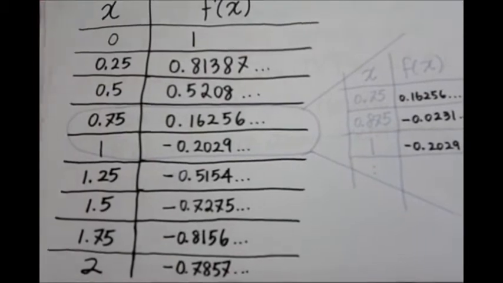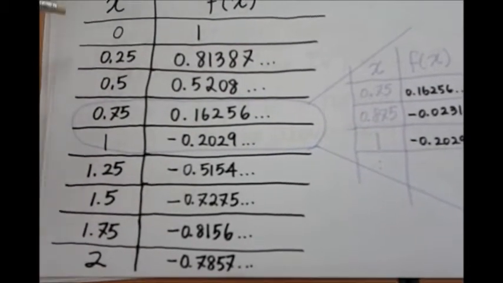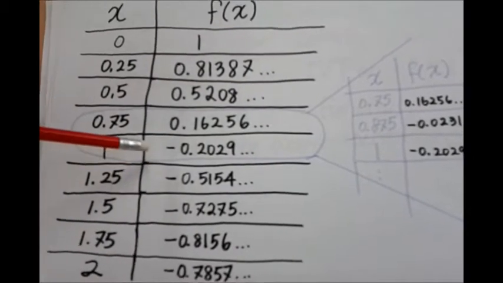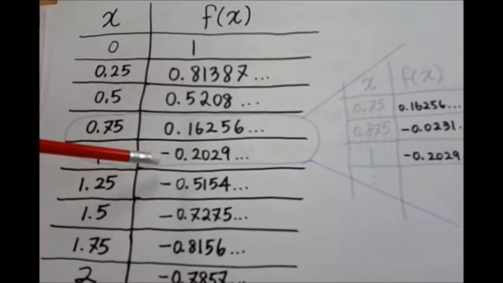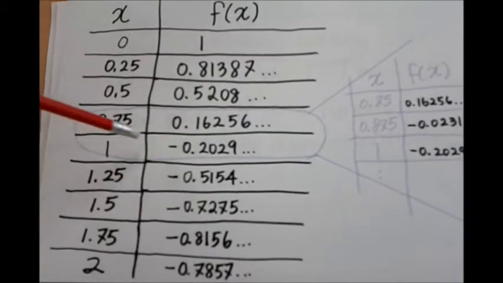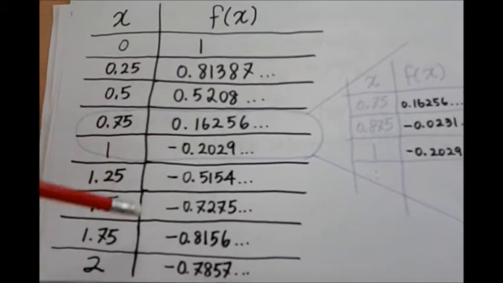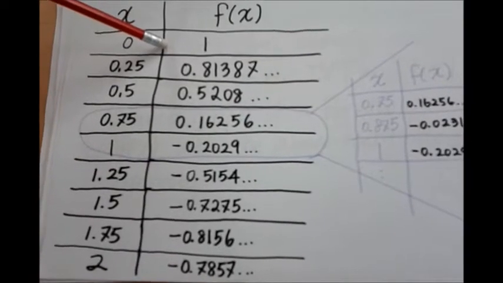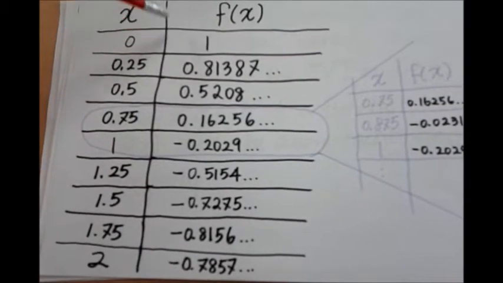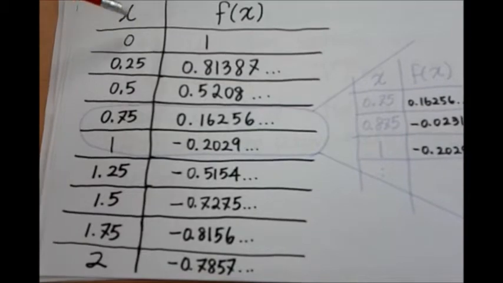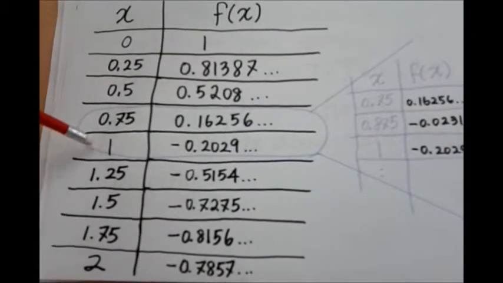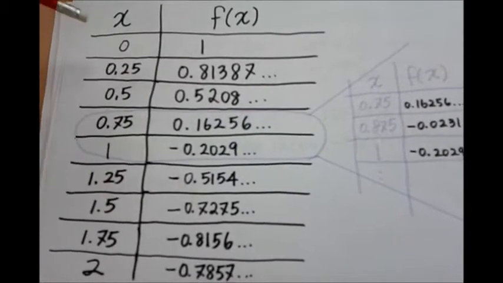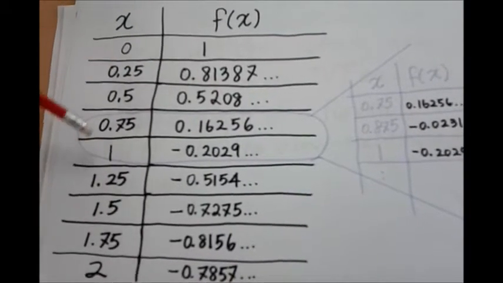Now, we're going to bisect this interval and come up with the middle value, which is 1. The function value of 1 is approximately negative 0.2029. See that this value is negative, while f of 2 is also negative, while the f of 0 value is positive. Therefore, we can presume that between 0 and 1, there will be a value that will yield the 0. So we bisect this interval again.